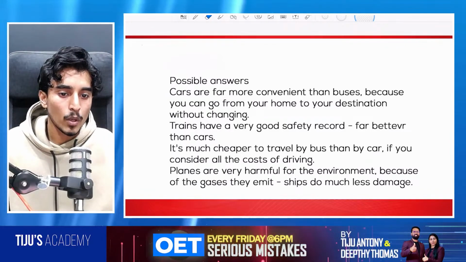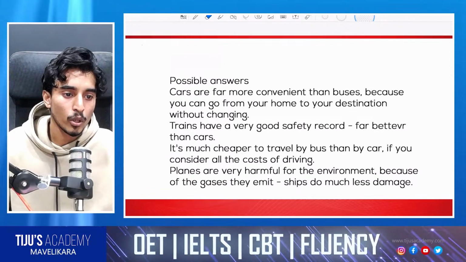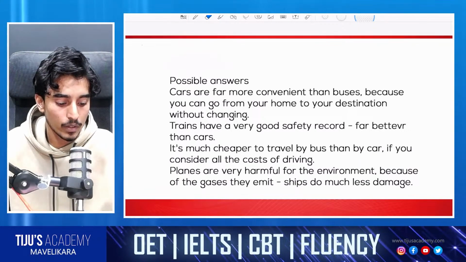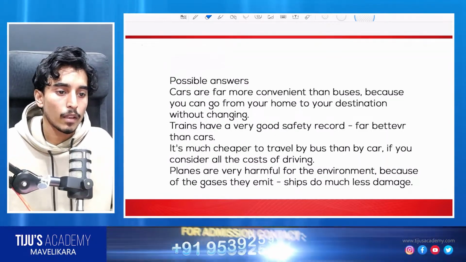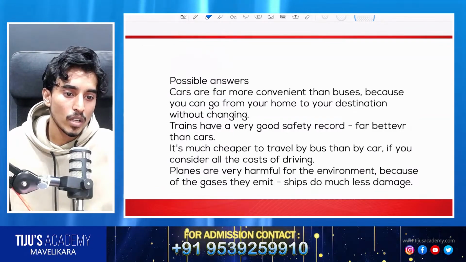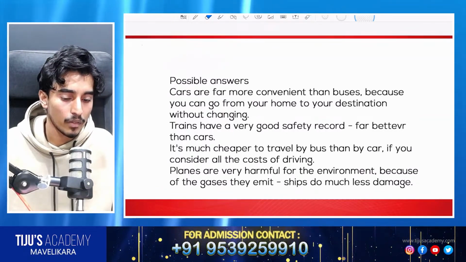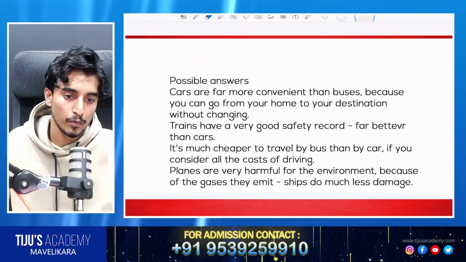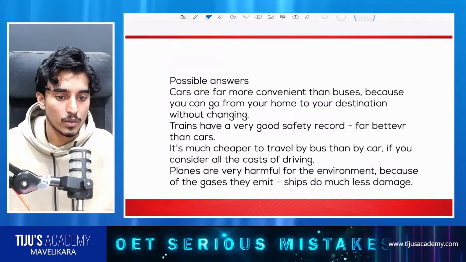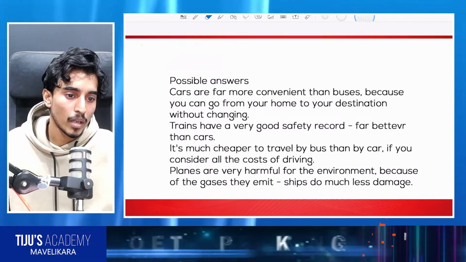And talking about the next possible answer, that is trains have a very good safety record, far better than cars. Okay, the spelling is wrong here. It is better. So far better than cars. And the next one is much cheaper to travel by bus than by car if you consider all the costing of driving. So these are some of the possibilities. If you are preferring public transport, you can go for this next one, that is the third answer. It's much cheaper to travel by bus than by car.